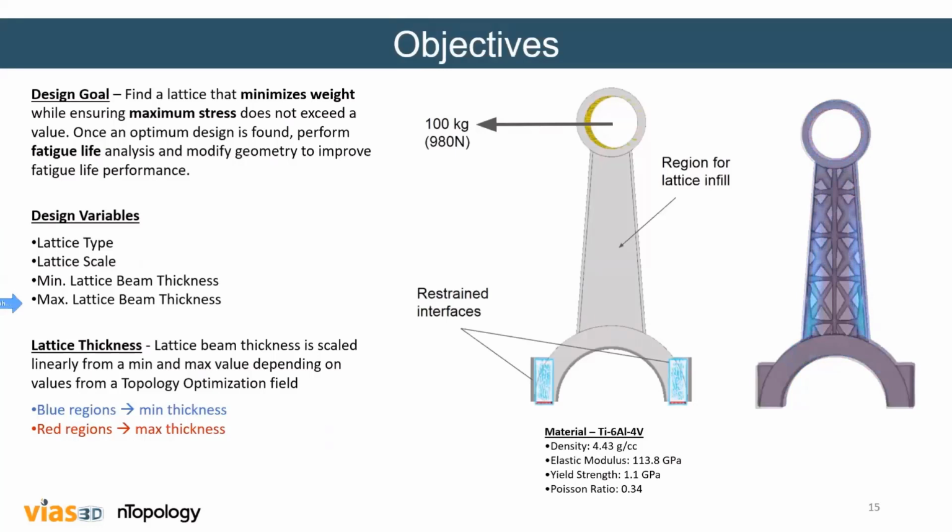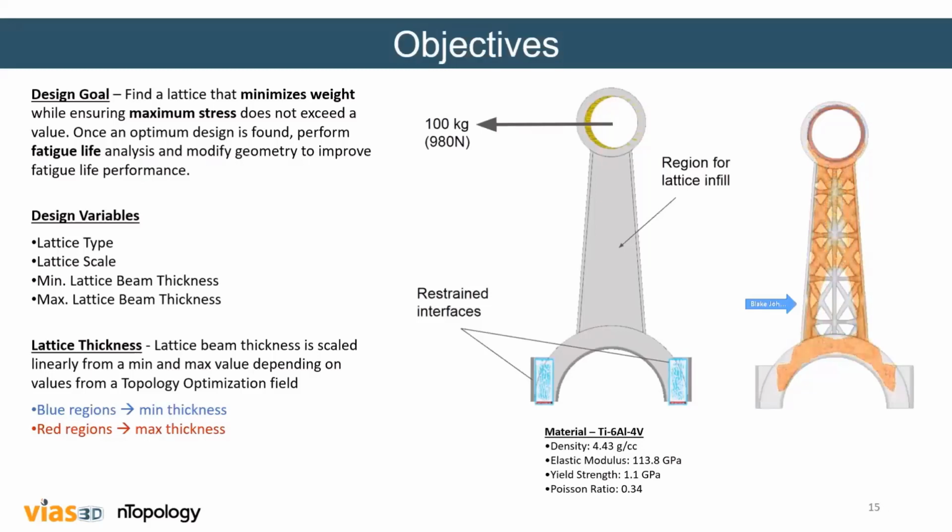Like I said, that is going to be tied to this field here. Where we know we want to have more material, we set that to the max lattice thickness. And where we know we don't need as much, we set the minimum lattice thickness. Everywhere in between, we're interpolating between those two linearly. So that's where I say lattice beam thickness is scaled linearly from a min to a max value depending on this topology optimization field.